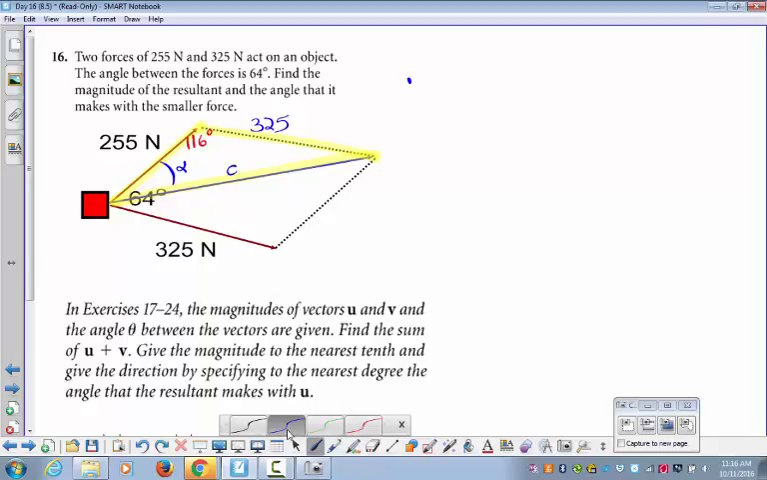So we use the law of cosines. C squared is going to be 255 squared plus 325 squared minus 2 times 255 times 325 times cosine of the angle 116 degrees. Somebody start typing this one in. So type all that in and take the square root, and let's find C. Should be in the neighborhood of 400. Type all that in and then take the square root.